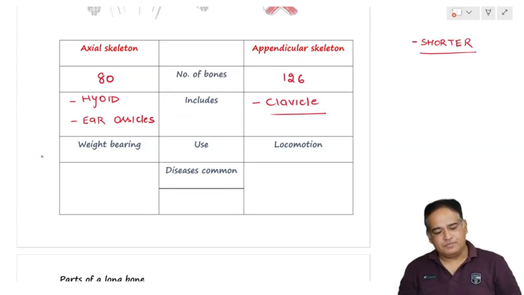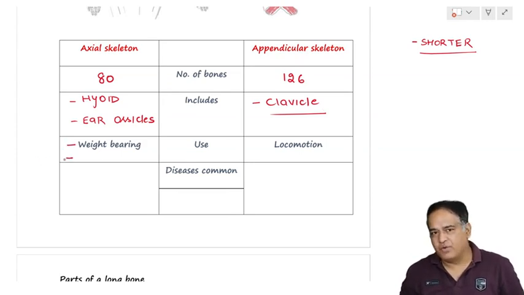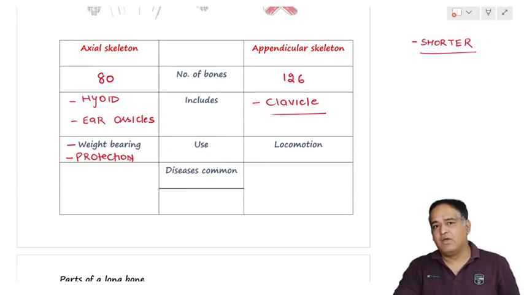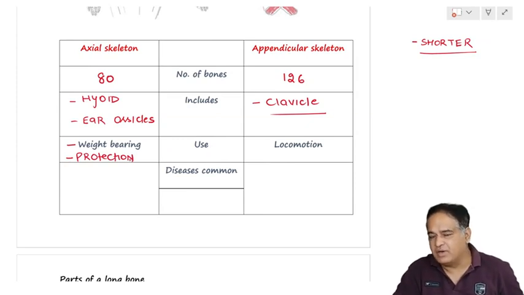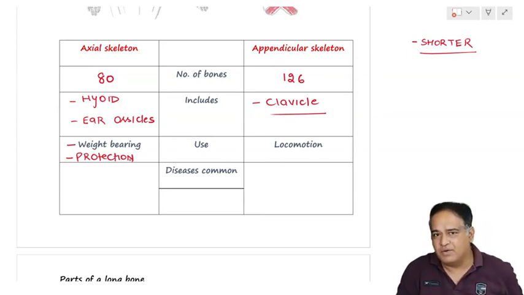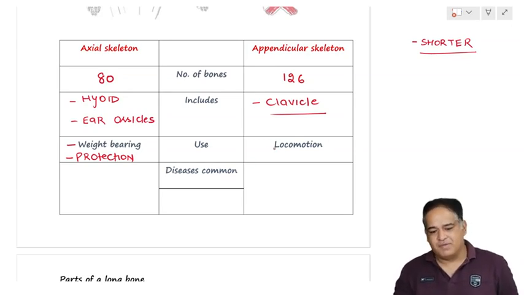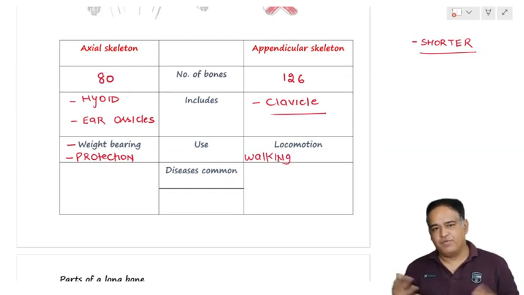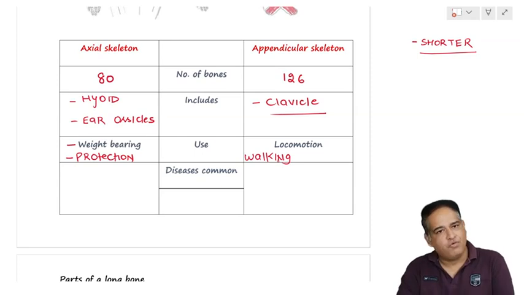right? Now, what is the role of axial skeleton? Axial skeleton's role is weight bearing and protection of the internal organs. For example, skull को बचाएगी brain को, ribs बचाएंगी lungs को, right? Whereas appendicular skeleton, what is the use? Locomotion. For example, walking, moving our hands, locomotion, movement.